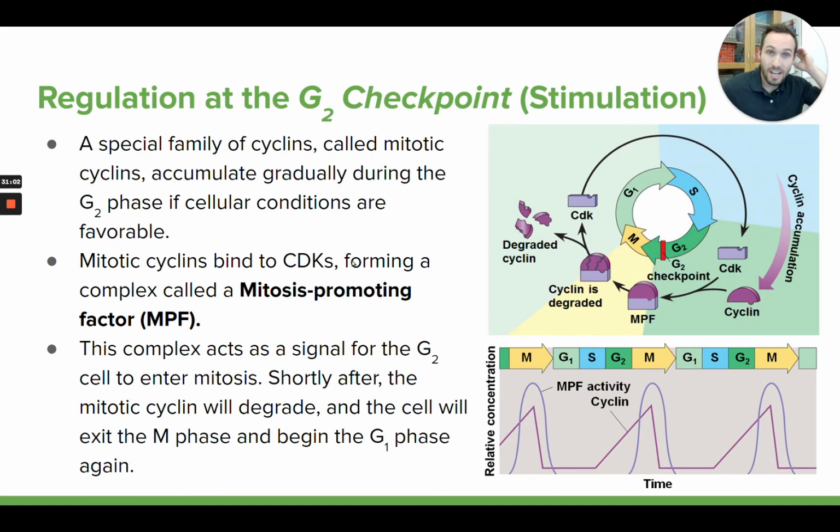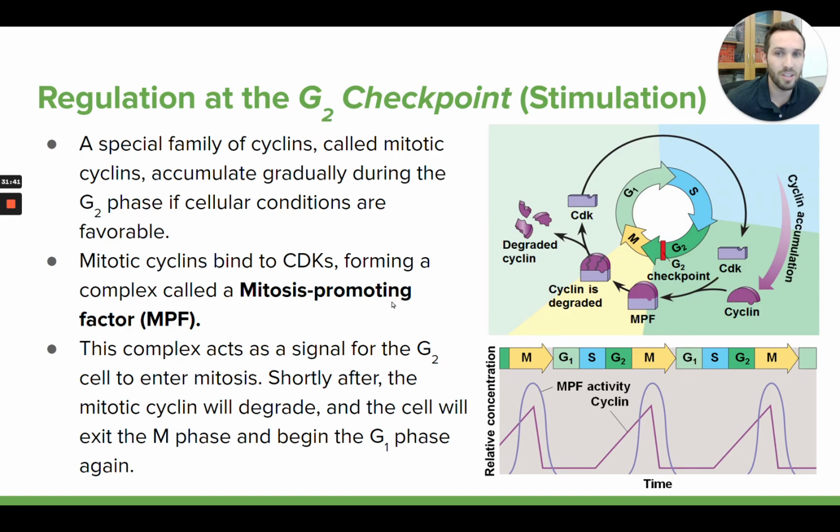At the G2 checkpoint, an example of stimulation is the accumulation of mitotic cyclins. These are cyclins involved in starting mitosis, a specific type of cyclin needed to get a cell past G2. When things are occurring correctly in the cell, those cyclins accumulate more and more, and they bind to the special CDK towards the end of G2 to form an activated CDK complex called MPF.